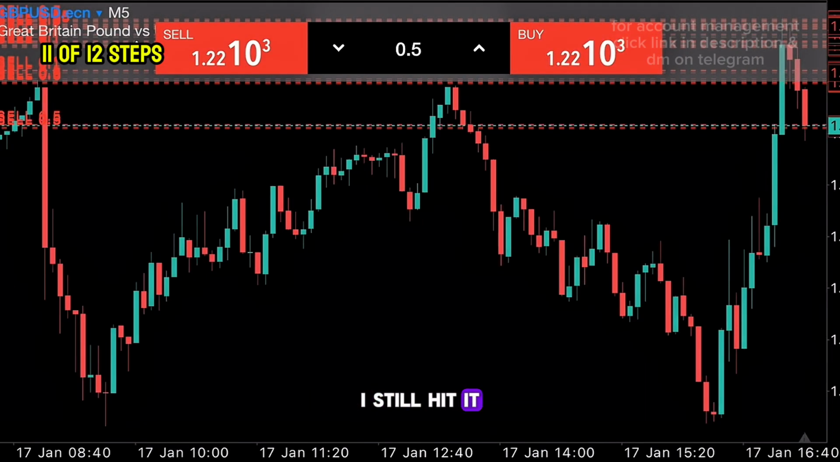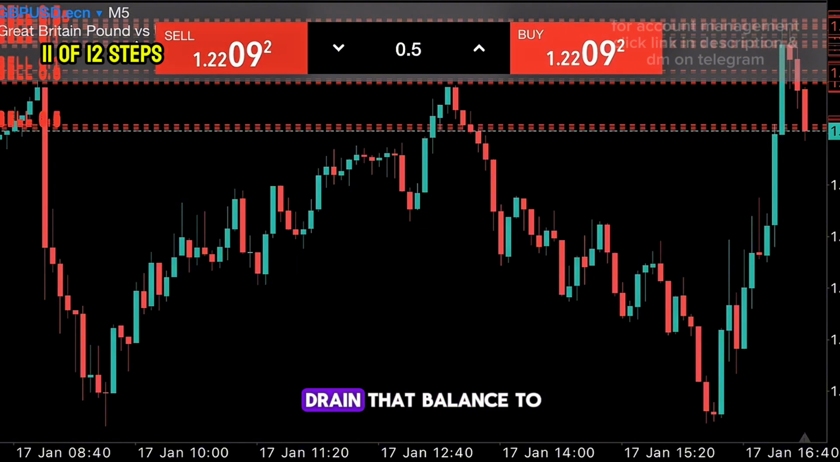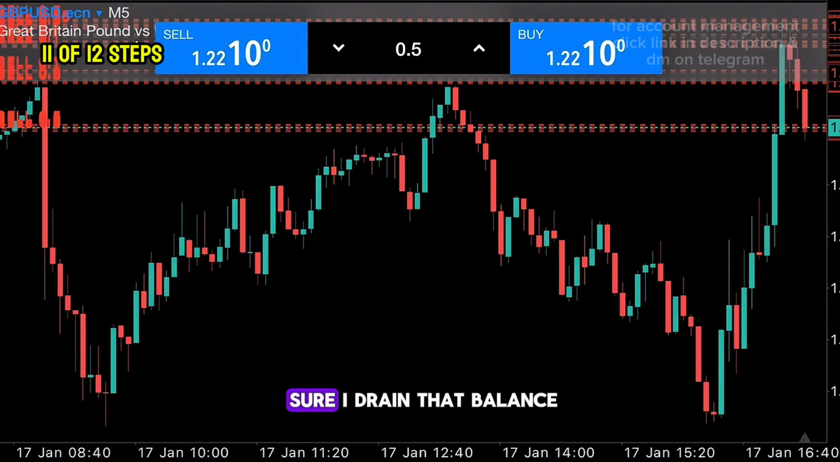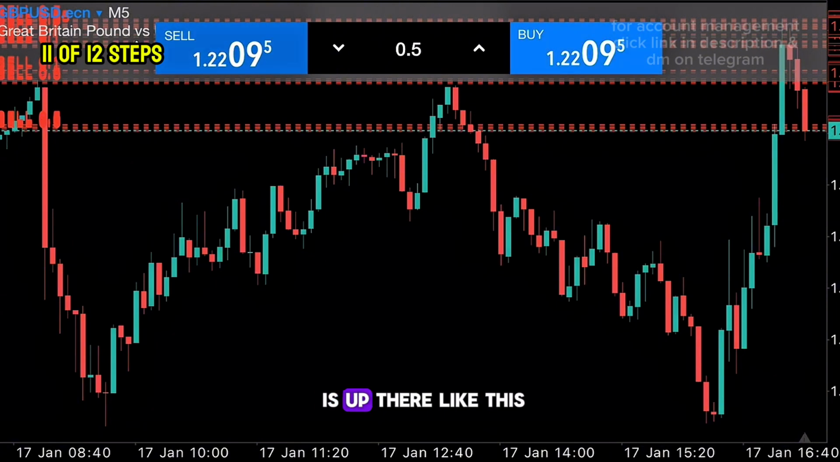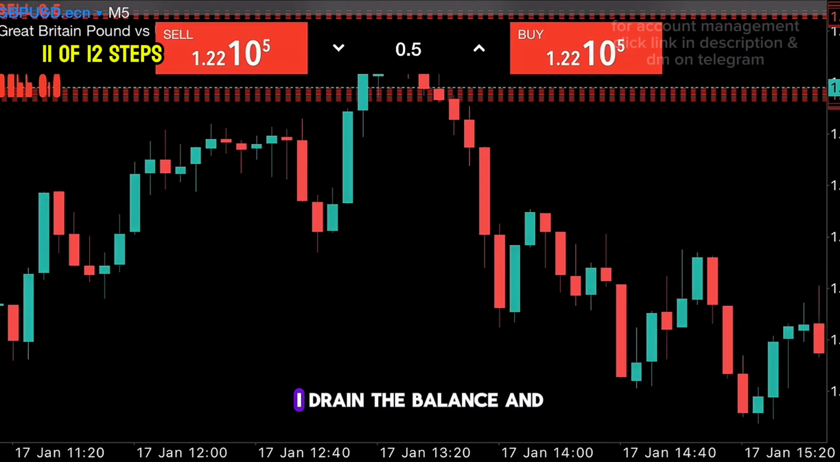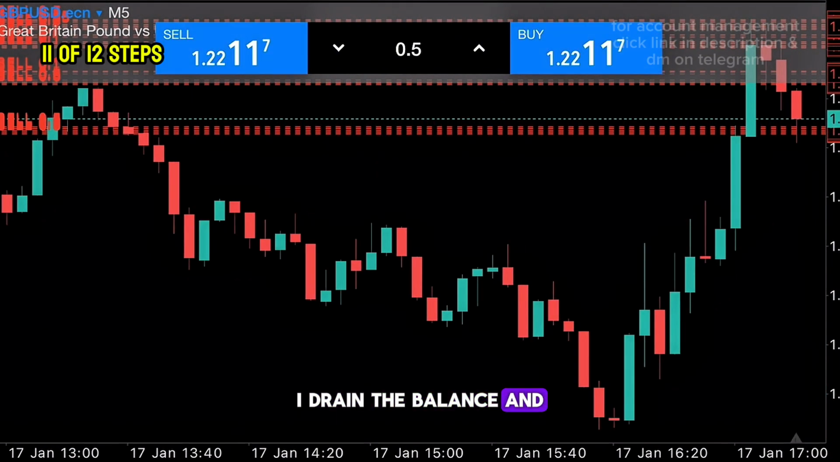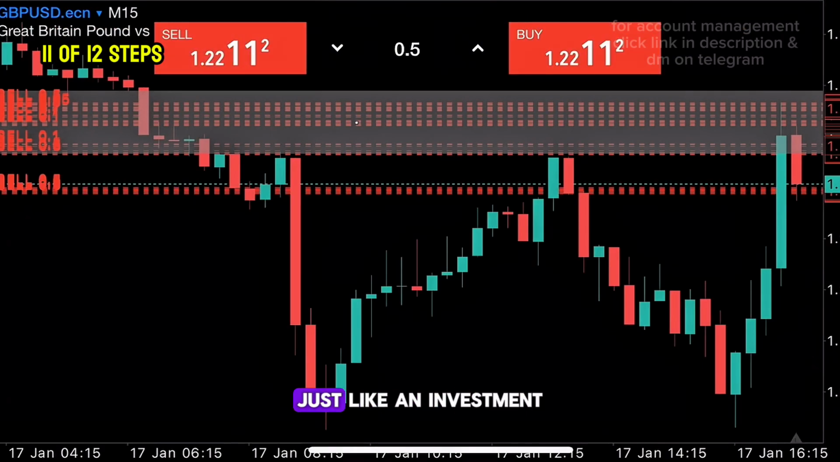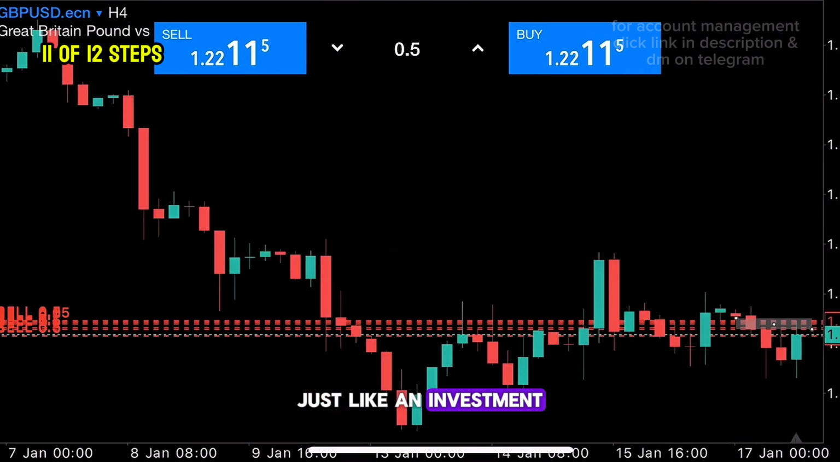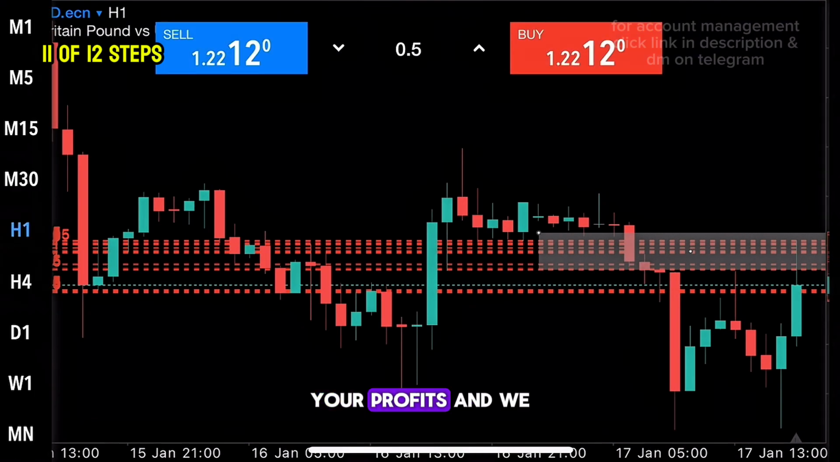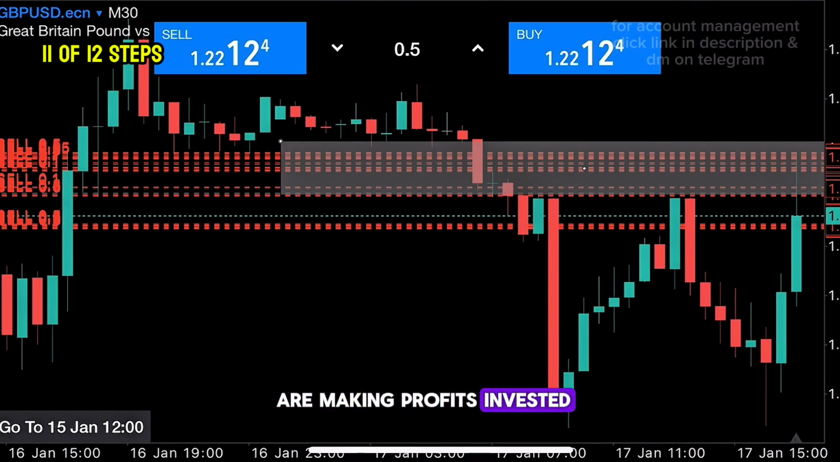I still hit it because I want to drain that balance to the max. I want to make sure I drain that balance, because if I drain that balance, and even if $10 is up there like this, it will know, as long as I don't enter drawdown, I will still be making profit. So I want to make sure I drain the balance and put everything on trade. It's just like an investment. You are investing your profits, and when you are making profits, you invest it.